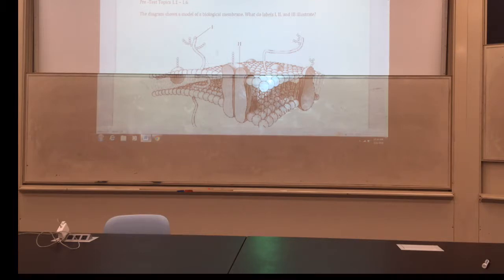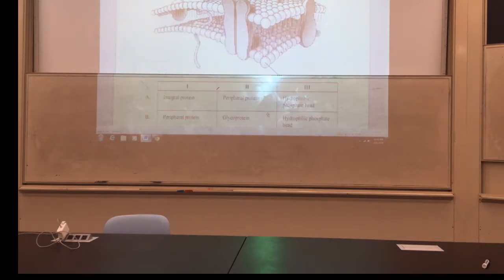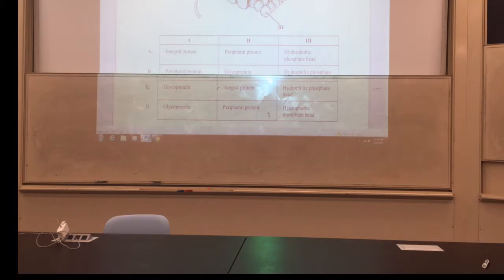Glycoprotein. Glycoprotein, okay. It's a combination of some carbohydrates and protein together, good. 2? Integral, and then where is 3? Oh, 3? Yeah, phospholipid head, right? So the correct answer was C. Good.